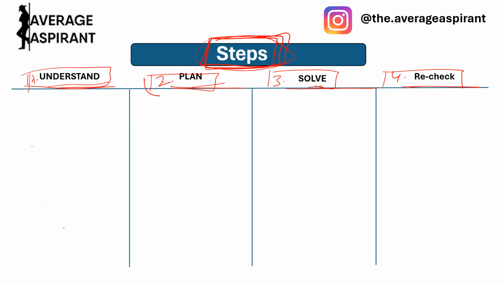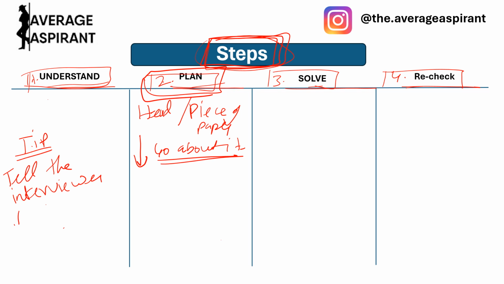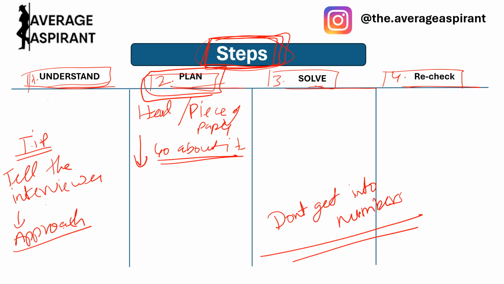Next, you plan in your head, or on a piece of paper, how you will go about it. And a tip for brownie points: you tell the interviewer, before starting the guesstimate, which approach you are going to use. Just the approach, not the numbers. Any time you solve a guesstimate, don't get into numbers without discussing the approach with the interviewer.